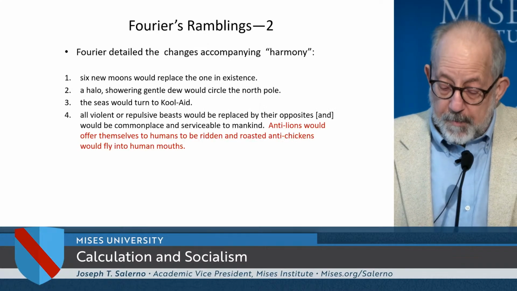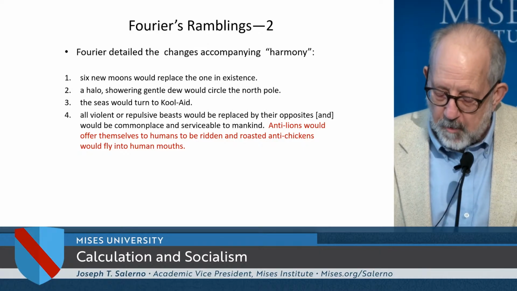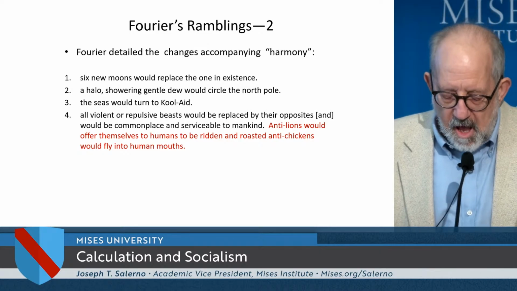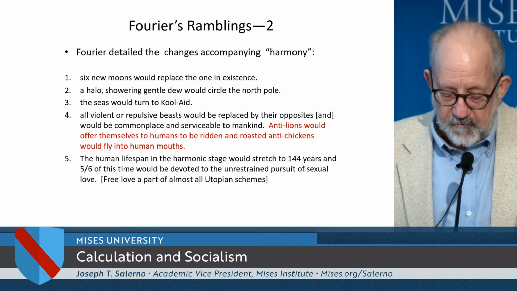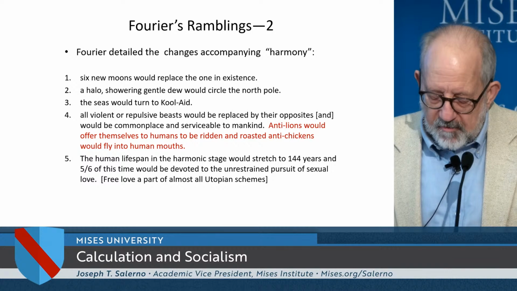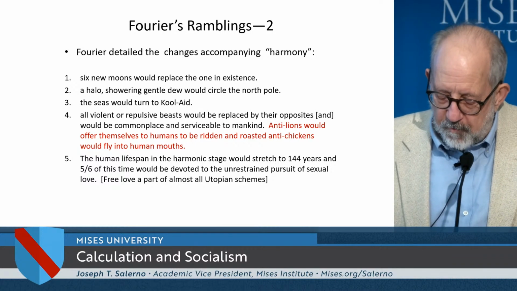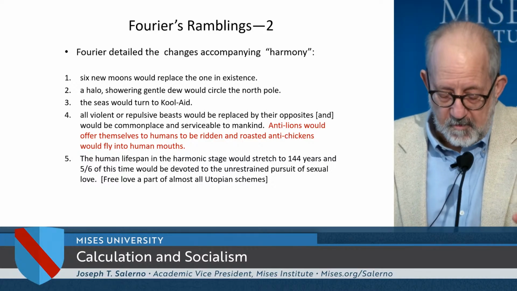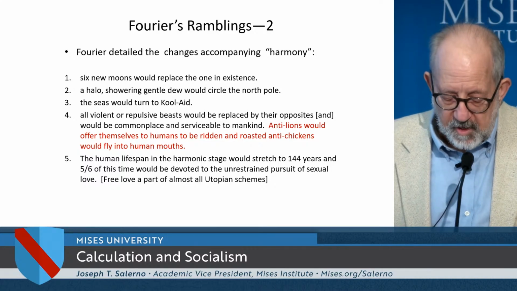All violent or repulsive, this is great, I like this. All violent or repulsive beasts would be replaced by their opposites and would be commonplace, and they would serve mankind. Anti-lions would offer themselves to humans to be ridden, and roasted anti-chickens would fly into human mouths. The human lifespan in the harmonic stage, that final stage of 8,000 years, would stretch to 144 years, and 5/6 of this, 5/6, not 7/8, of the time would be devoted to the unrestrained pursuit of sexual love.